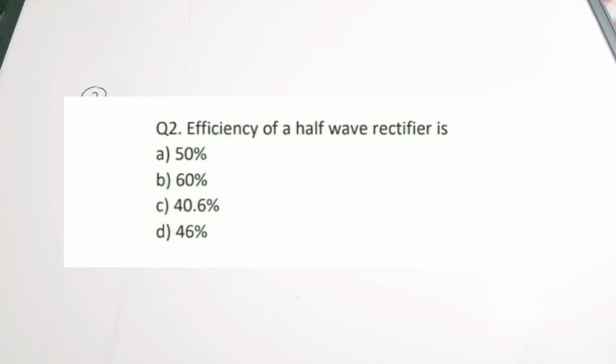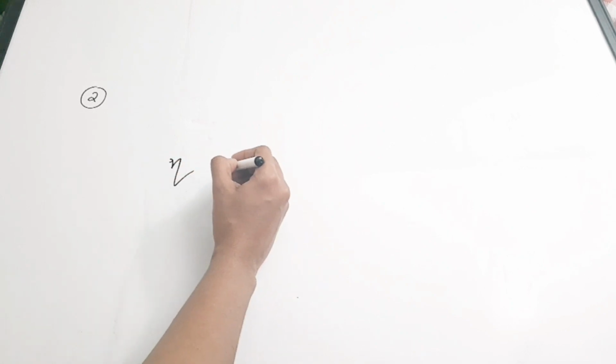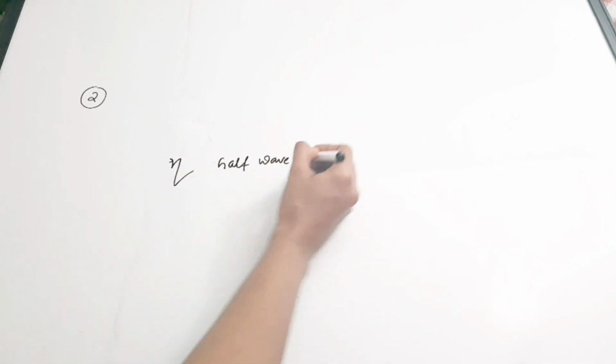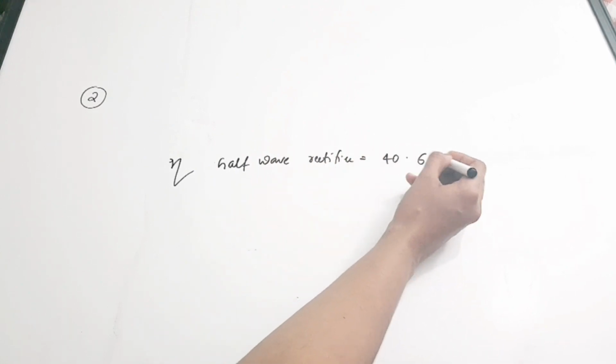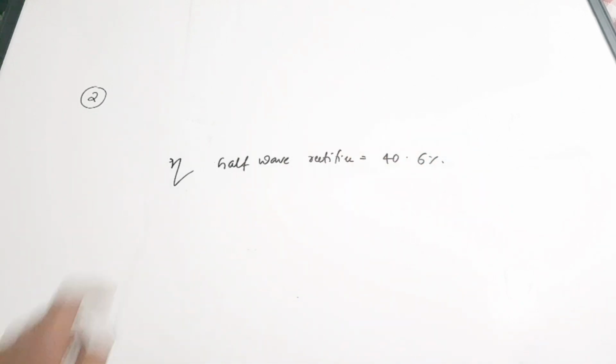The efficiency of a half-wave rectifier is dash. A 50%, B 60%, C 40.6%, D 46%. So the answer is option C, 40.6%. So the efficiency eta for a half wave rectifier is equal to 40.6%. Now what is efficiency eta? Efficiency eta is equal to the DC power output to the AC power input.